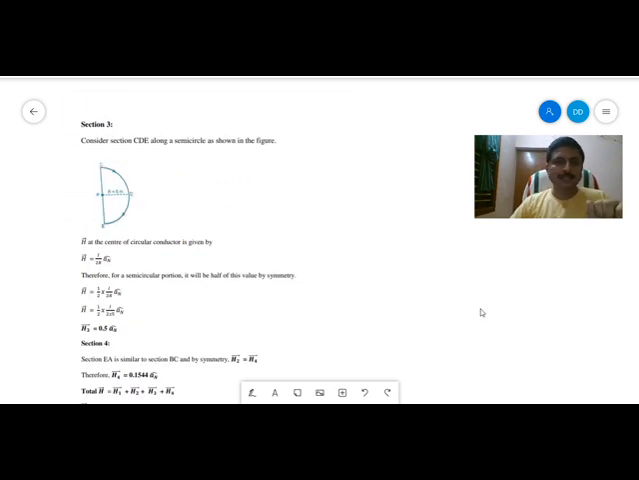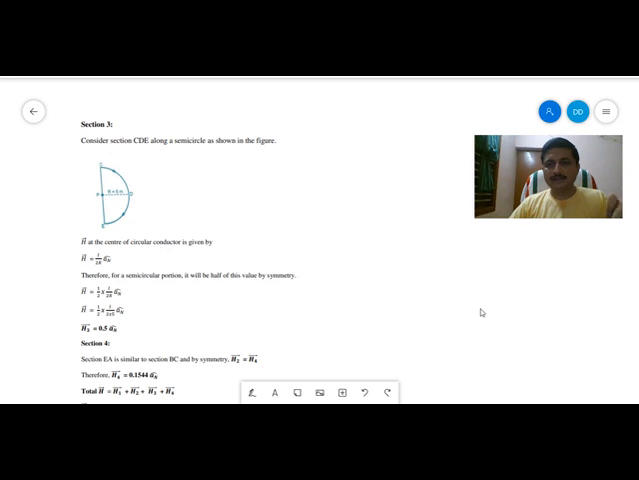Now coming to section 3. Section 3 is the semicircular section CDE. So we have to find the magnetic field intensity at point P due to CDE. The conductor is a circular loop with a radius of 5 meter. That means that from point P the conductor is at a distance of 5 meter. So for such a case, for a circular loop the magnetic field intensity is given by I by 2R.